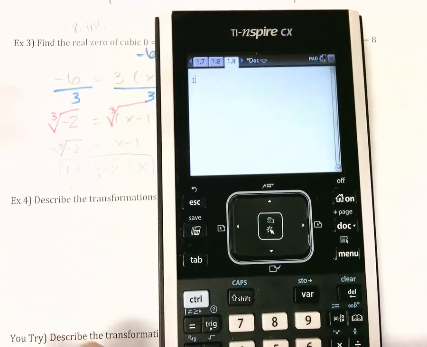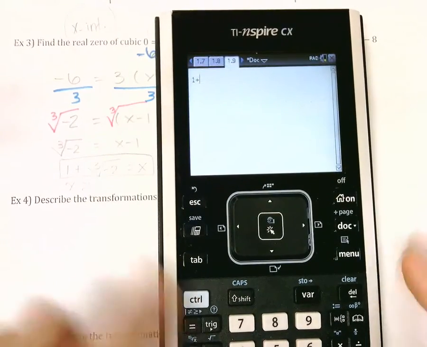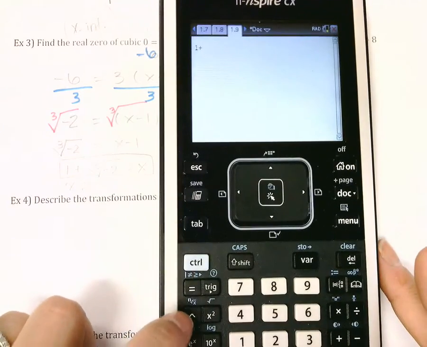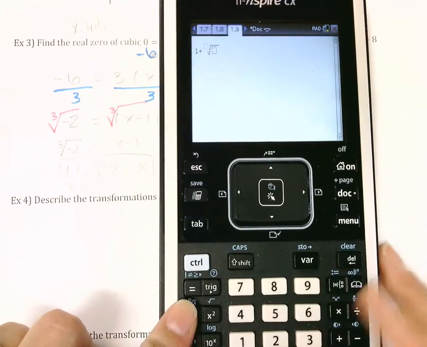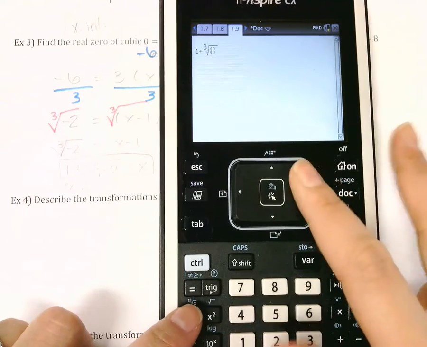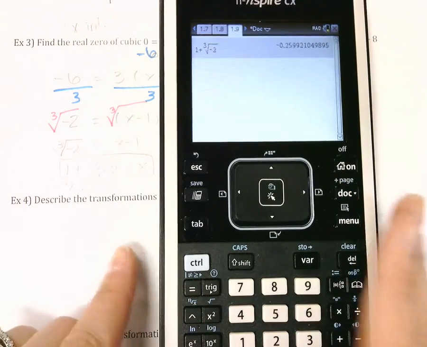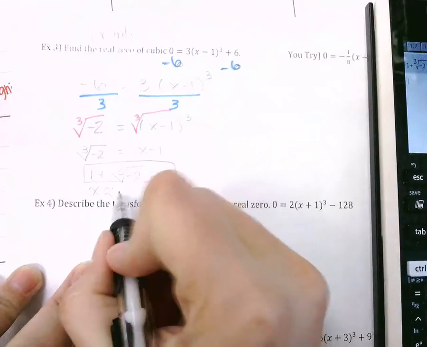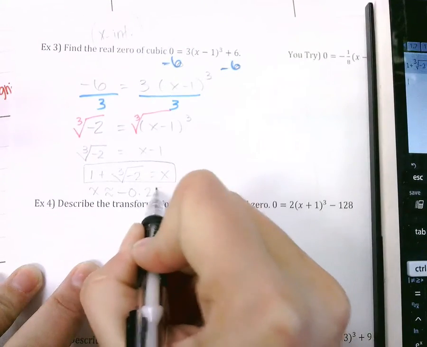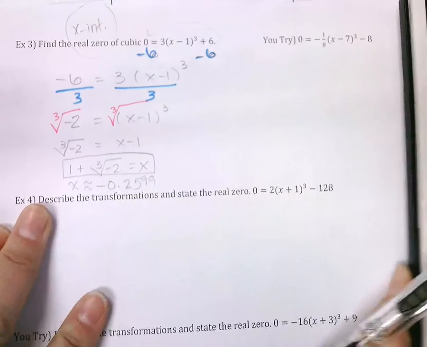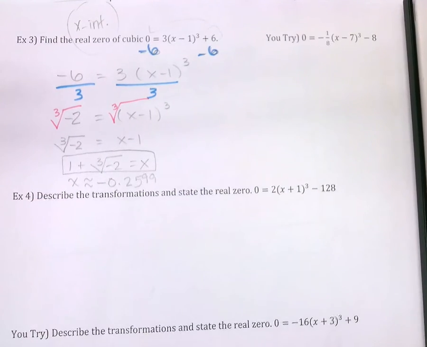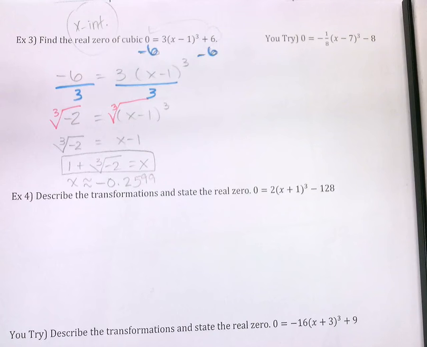So I'm going to do 1 plus, the cube root button is right next to the square root button, so it's blue. So cube root of -2. Press enter. So it's negative 0.2599-ish. So if you were to graph it on your calculator and find the x-intercept or the zero, that's what it would give you.